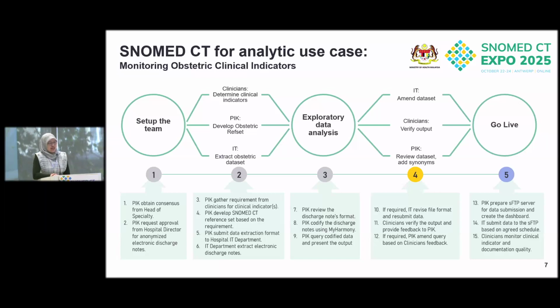And then, of course, if there are new terms that need to be included, we show them their own notes, basically saying, this is what you wrote. Do you want to add this as a synonym to that SNOMED CT concept, so it can actually capture it? So that iterative process, I think, is very important. And when that is good and done, then we push it down to the analytics component, and they can monitor when they want to, or when they need to, right? So for the obstetric case, we are still at step 4. We're still going iteratively, and hopefully we can go live early next year, Q1 next year.